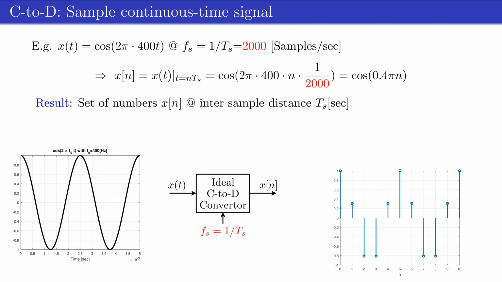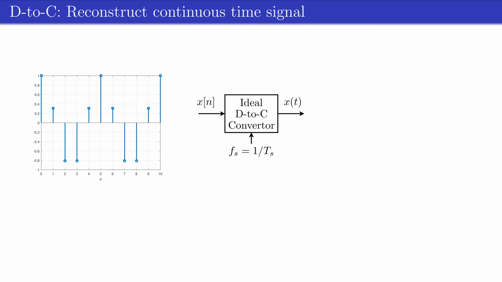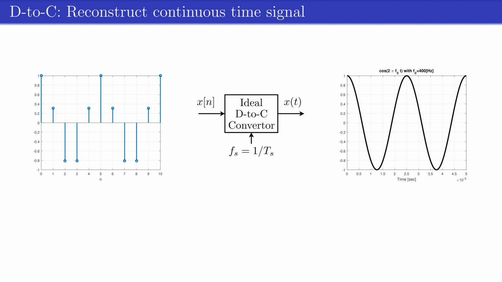Usually, we represent this set of numbers in a graph, from which the relation between the continuous time signal and the discrete time samples is clearly visible. The ideal D to C converter converts the discrete time samples back to the continuous time signal, and the result is again a 400 Hz continuous time sinusoidal signal.